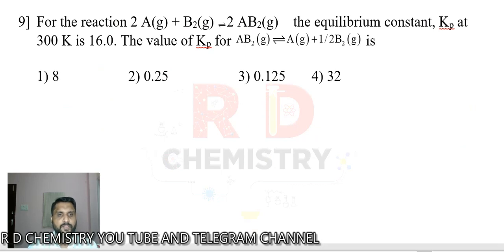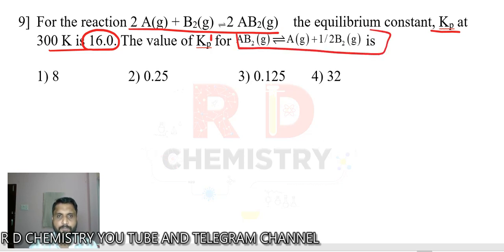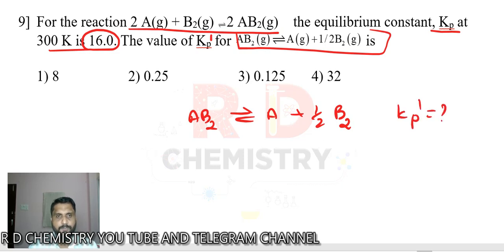Question number 9. For this reaction, see this carefully. Equilibrium constant Kp. Kp is equal to 360 number is given. So now we calculate Kp dash for the new reaction. For this reaction, you have to find out. Now see here, they are given AB2 to give A plus half mole of the B2, correct? For this, you have to calculate Kp dash is equal to how much? See the first and second equation. Assume this is the first equation, this is the second equation.